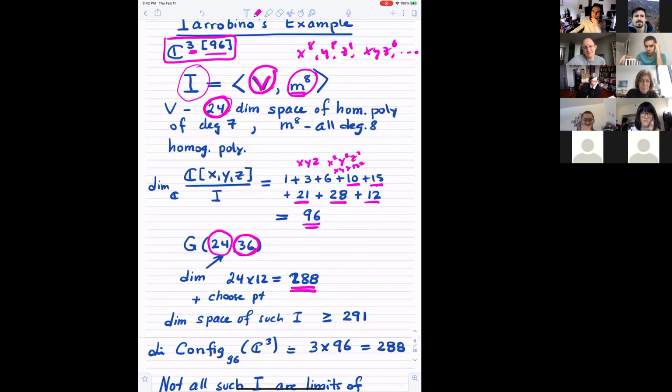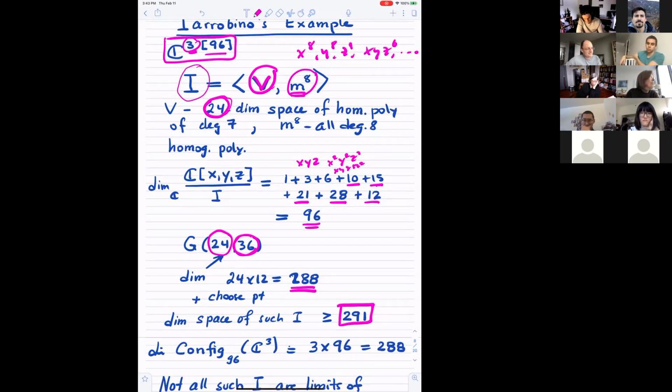But you see, nobody is telling me that I should put this I at the origin. I could move it to any point of C3 as well. So I could also move this point. So altogether, you have a 291-dimensional space of such ideals, because I can move the origin to any point of C3.